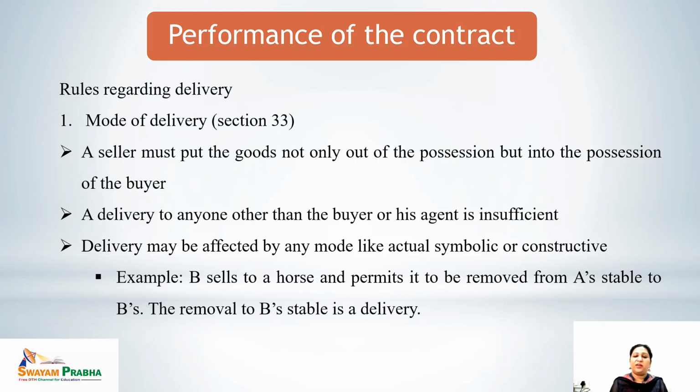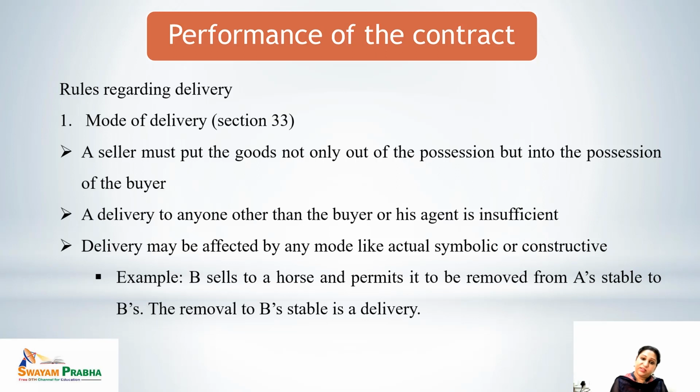Till the goods are in the possession of the buyer, it is the responsibility of the seller to make the delivery possible. A delivery to anyone other than the buyer is counted as an insufficient act. That means if the seller says I have delivered the goods, but it is not known to whom he or his agent has delivered them, it is not a sufficient condition for valid delivery.